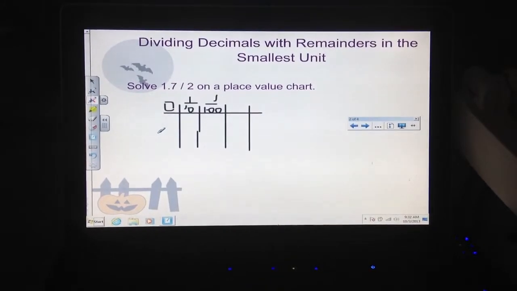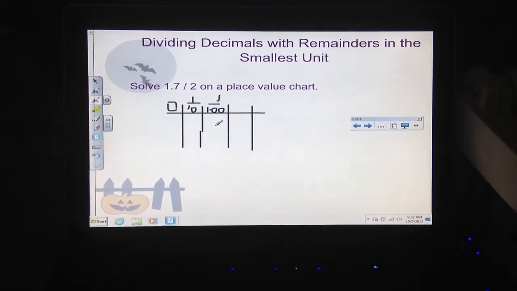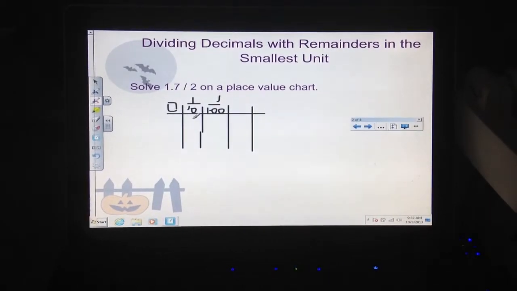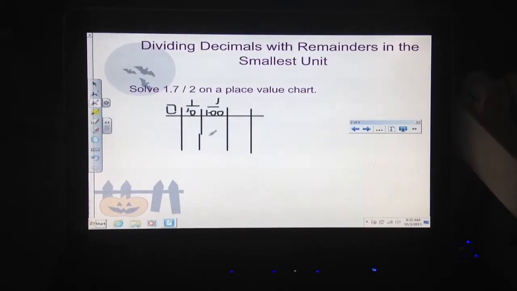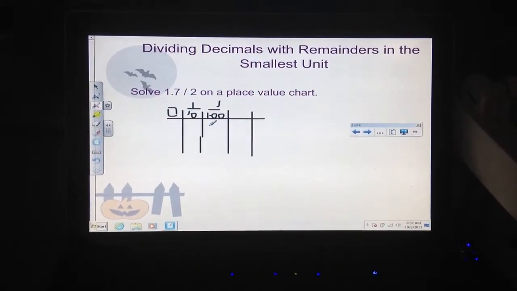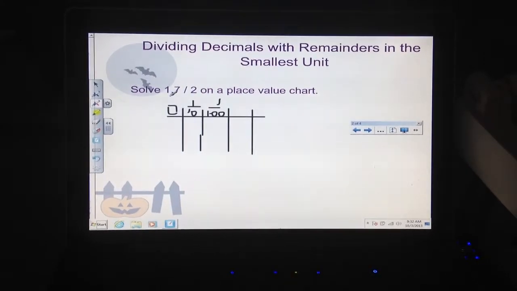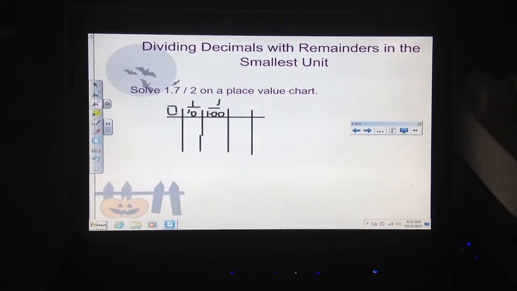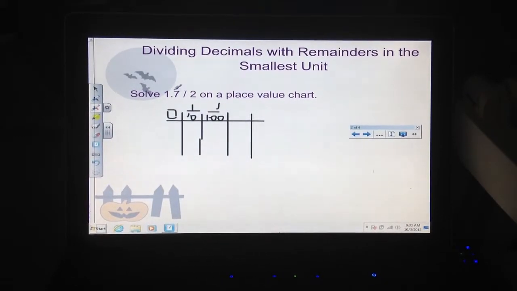Today we're looking at decimals with remainders in the smallest unit. So yesterday we looked at when there's a remainder, bringing it over to the next column in order to continue to divide. With this, we're going to look at when there's a remainder in the smallest unit. So if you look here, the smallest unit is tenths. So this will show us what to do when there's a remainder in that tenths place. We'll have to move over into the thousands place.